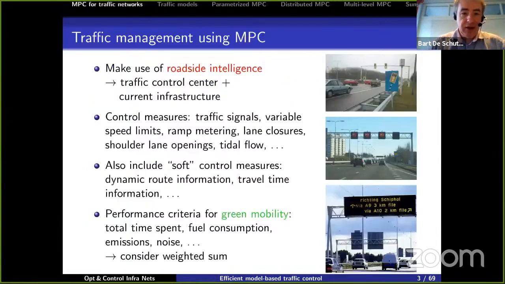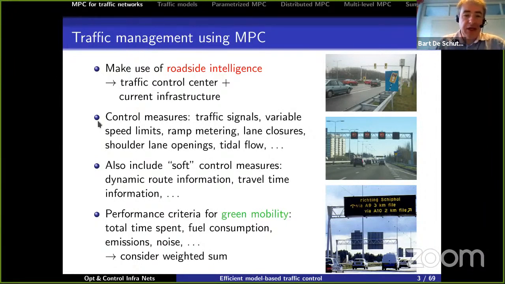So let's first sketch a bit traffic management, what it means. In this presentation, I will mainly look at conventional control measures. So we consider human-driven vehicles. And the idea is to make use of the roadside intelligence to get the best possible behavior of the traffic network. So that means that we assume a traffic control center and also infrastructure.